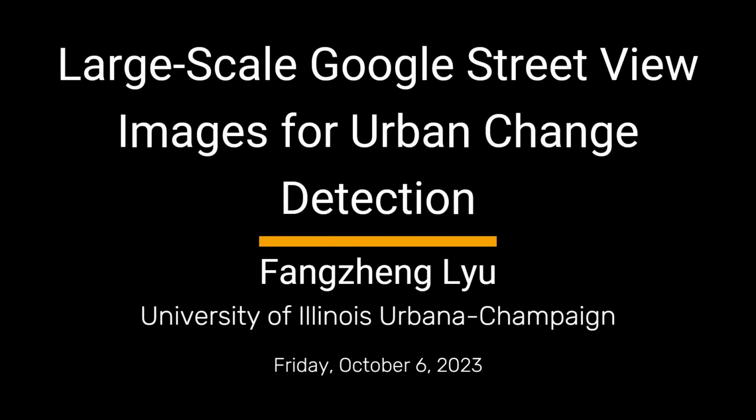Hello, my name is Fangzheng Lyu, and I am a PhD candidate from the University of Illinois, Urbana-Champaign. It's a great pleasure for me today to represent the team to share our research project on large-scale Google Street View images for urban change detection. Firstly, I would like to talk about two types of urban changes, urban sprawl and urban retrofitting.